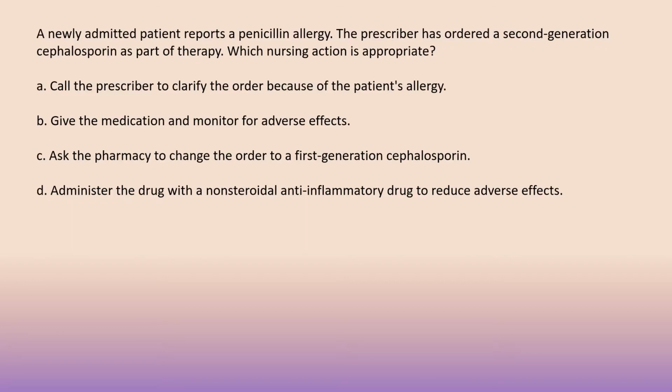A newly admitted patient reports a penicillin allergy. The prescriber has ordered a second-generation cephalosporin as part of therapy. Which nursing action is appropriate? A. Call the prescriber to clarify the order because of the patient's allergy. B. Give the medication and monitor for adverse effects. C. Ask the pharmacy to change the order to a first-generation cephalosporin. D. Administer the drug with a nonsteroidal anti-inflammatory drug to reduce adverse effects.